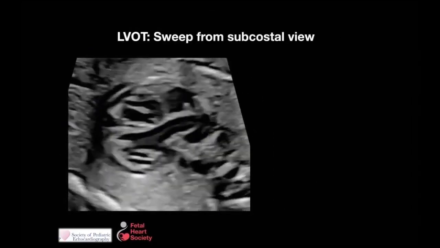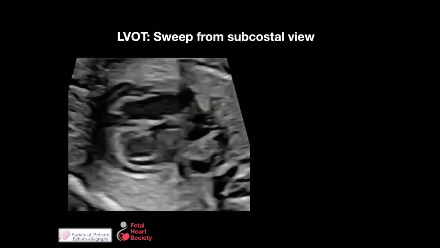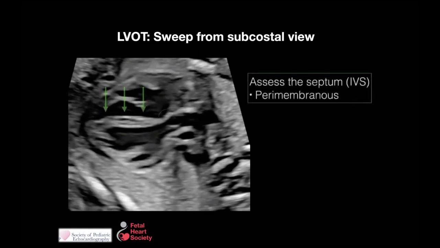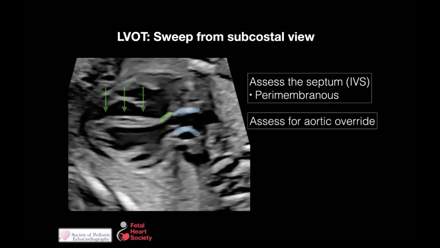So here's a sweep from the subcostal view. This happens to be one of my favorite views. And here you're able to assess many structures. Here we're able to assess the interventricular septum, specifically the paramembranous area. We're able to also assess for any aortic override. And also we're able to see the aortic valve.